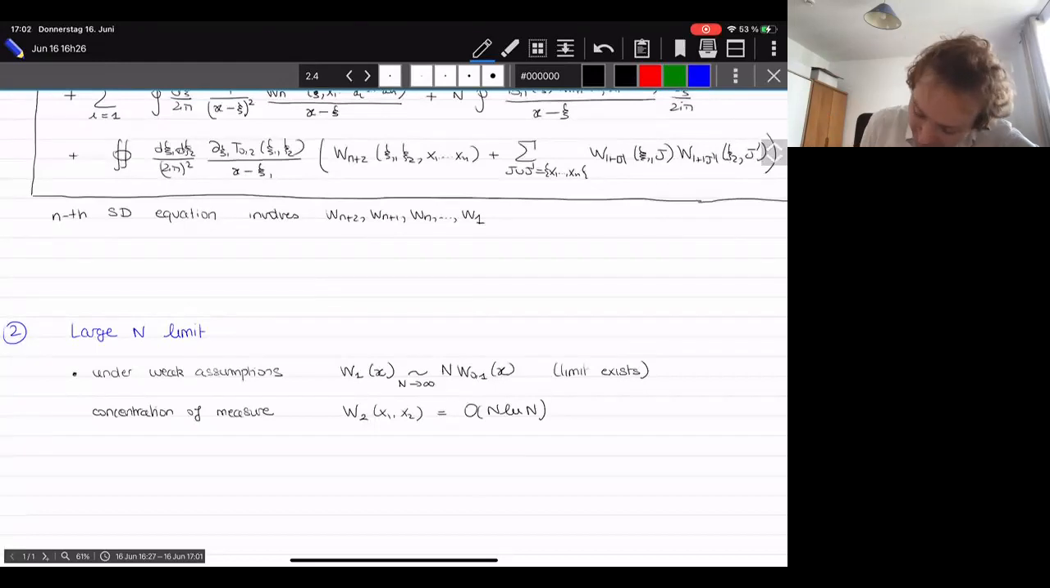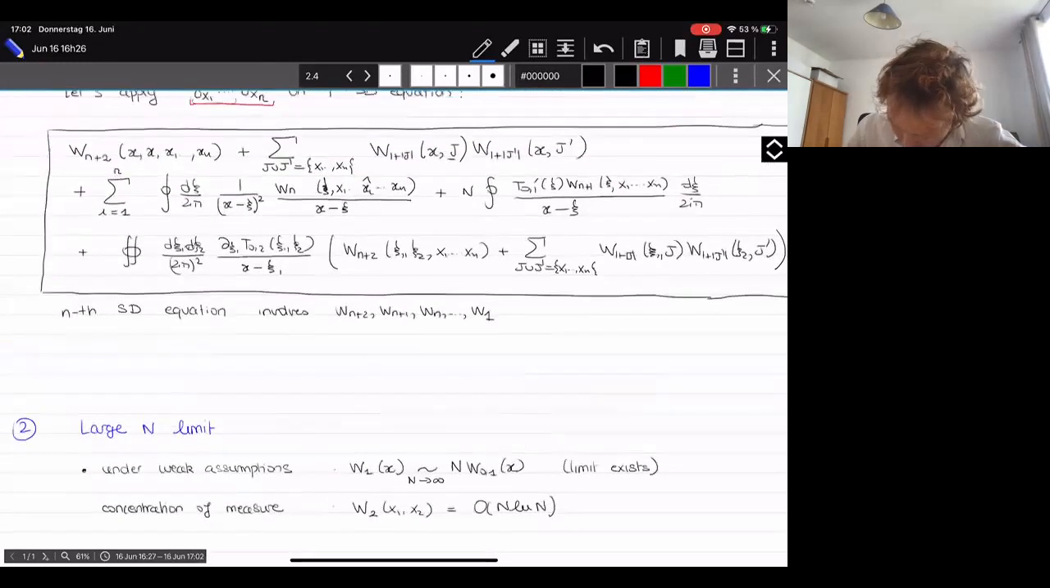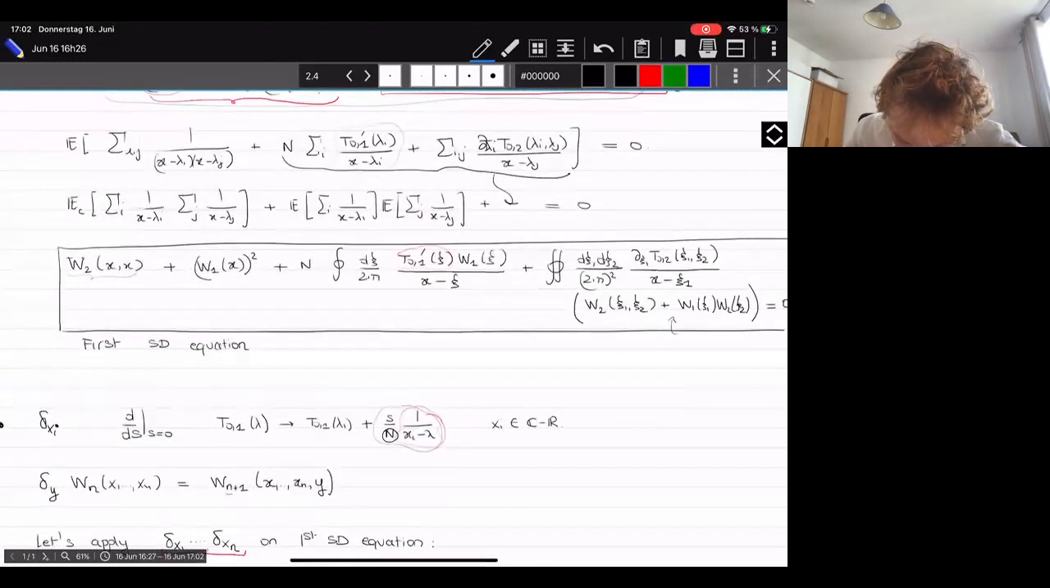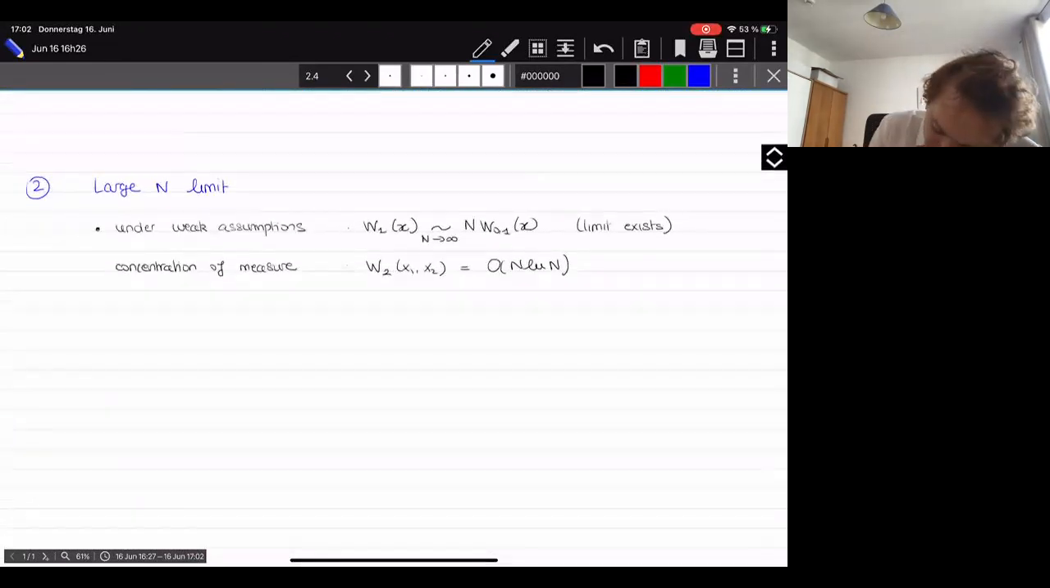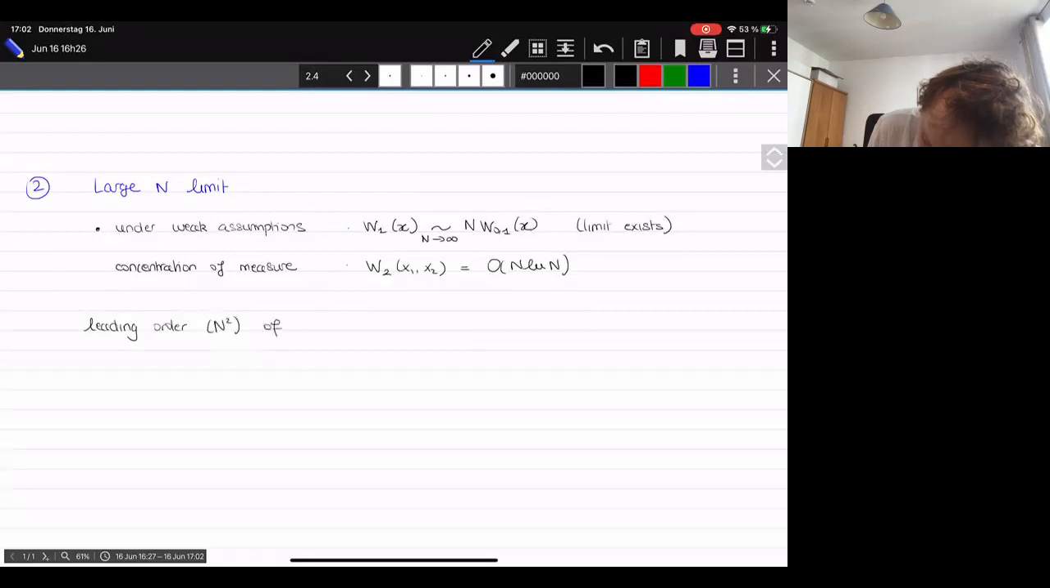So for the moment, let's just take that as input and see what happens in the Tutte equations. We look at the first one, we see W_2, and we see W_1 squared. You see here an N, a W_1, so the largest terms are going to be of order N squared. But since W_2 is negligible compared to N squared, W_2 is going to disappear in the large N limit. So at the leading order, is N squared of the first Tutte equation.